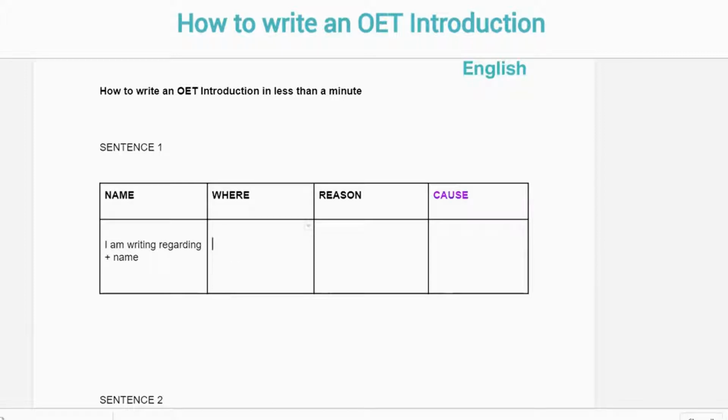Okay, Jansi. Jansi, what do we usually say next in an OET letter? Who was admitted to our hospital? Do we need a comma? Yes. Okay, so who was admitted to our hospital? Yeah, and we do need a comma. Where do we need a comma? After the name. Okay, so I'm writing regarding Mr. Smith, who was admitted to our hospital.